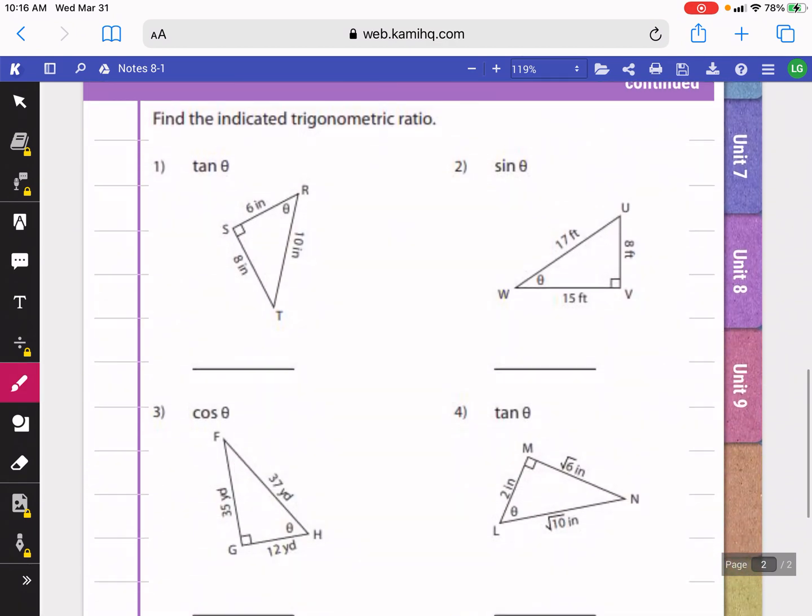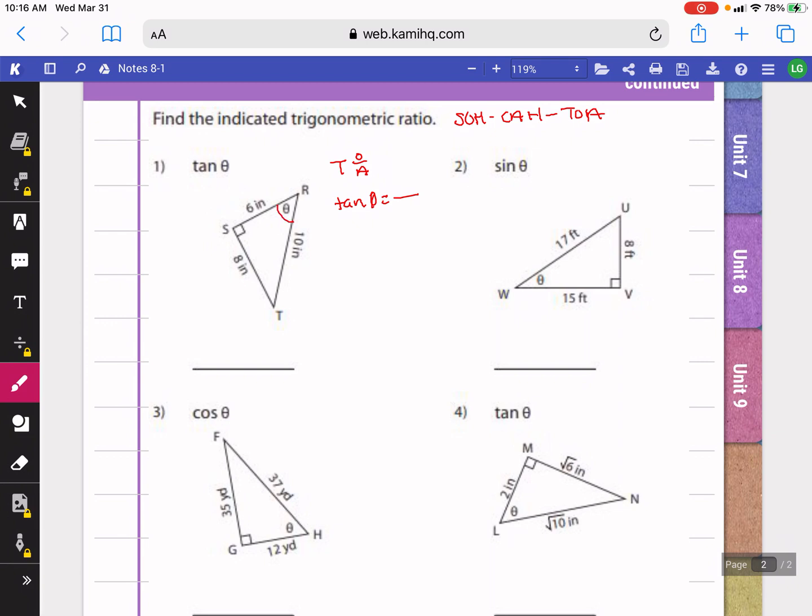In these next problems, we're just going to find 1 trig ratio for each triangle. So here in question 1, we're finding tan. So remember, when you're doing this, you should be thinking SOH-CAH-TOA. So if you're finding tan, you're using TOA. So tan of theta is going to equal O over a. Well, I need to figure out what O and A are.